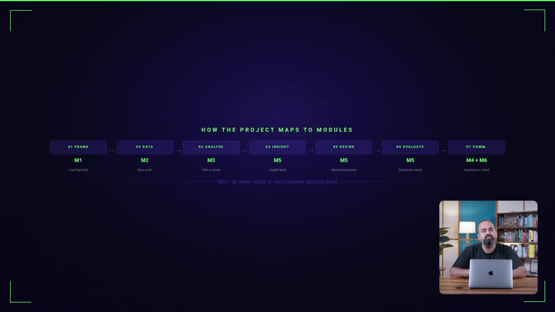In Module 2, you will audit and clean the data. In Module 3, you will analyze it. In Module 4, you will visualize it. In Module 5, you will evaluate and build a recommendation. And in Module 6, you will deliver a complete decision brief using all the 7 steps to a defined decision maker. The workflow is not just something we are teaching you. It is something you will do.